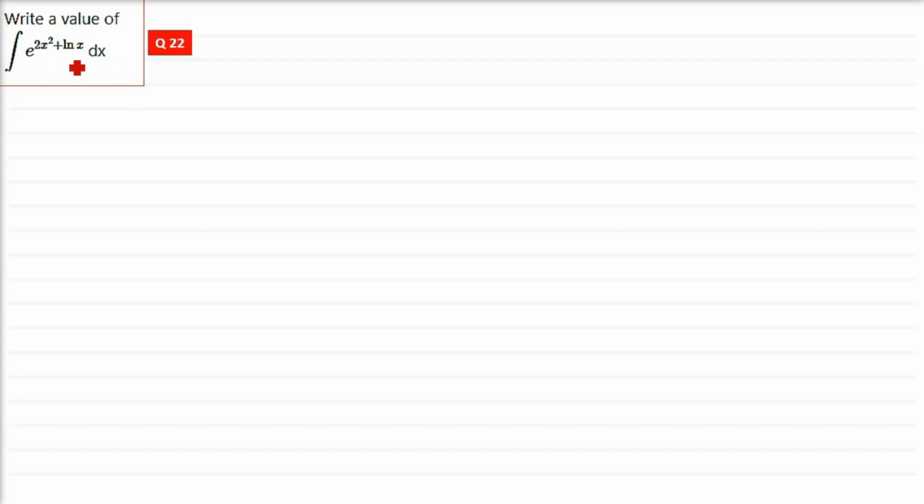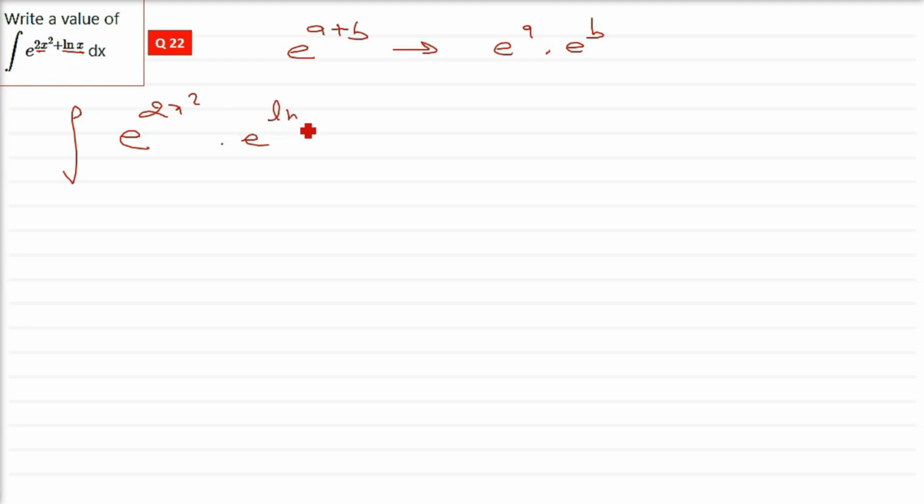Now this seems a bit complicated, but it's not. See, any power, if you have e raise a plus b, simply means you are multiplying e raise a into e raise b. You are adding the power a and b. So e raised to x square, this is first one, and then second one is e raised log x. ln is log base e. Now e log base e x, we have seen that it will give you only x. So this whole second part will become x.